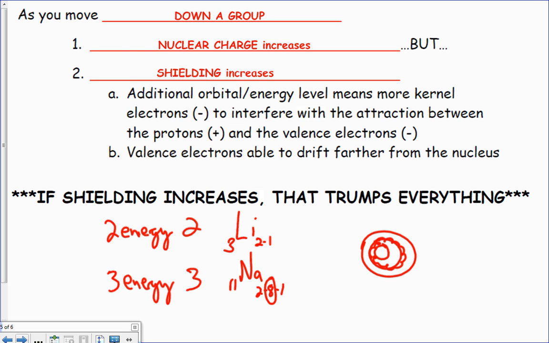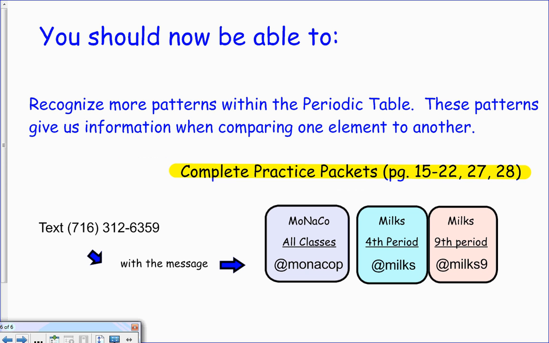So as I go down the periodic table, shielding is going to increase and atomic number is going to increase. As I go from left to right, the atomic number is going to increase by 1, but shielding does not increase because I'm in the same energy level. I still have the same number of coats on. Okay, so that is the pattern with periodicity that we are looking at today.